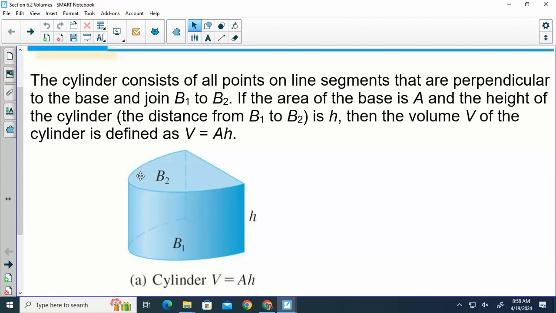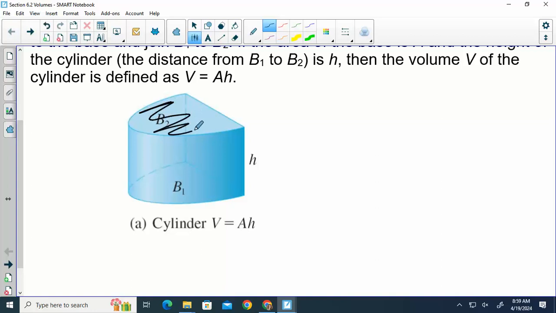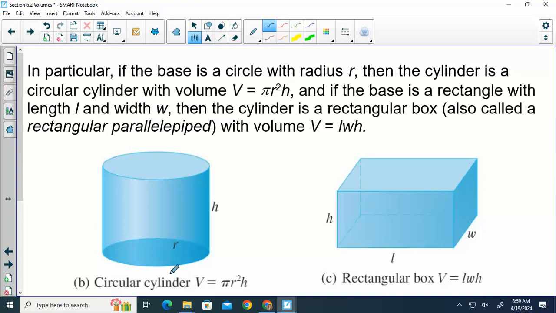So if we think about a cylinder, if you think about a can, you have the base, same on top and bottom, and then you have the area in between, right? So this one is an oddly shaped cylinder, but volume is basically the area of the base times the height, whatever that would turn out to be. And we can do that with regular cylinders.